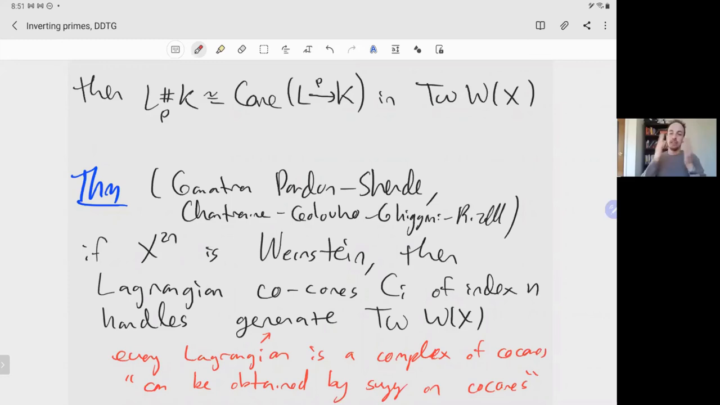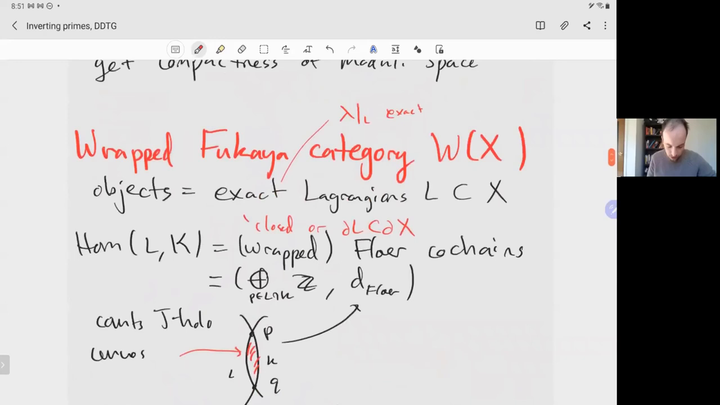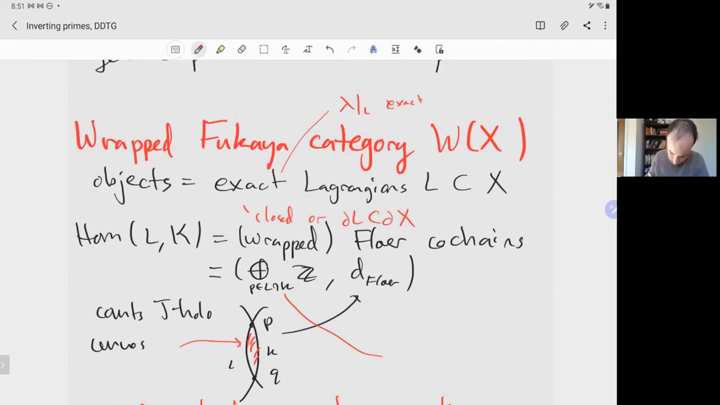Yeah, so I guess I kind of lied a little bit up here, when I said that it was generated by the intersection points of L and K. It's really the intersection points of an infinite wrapping of L and K. Like if this is L, you're supposed to wrap this many times to create this phi one of L.